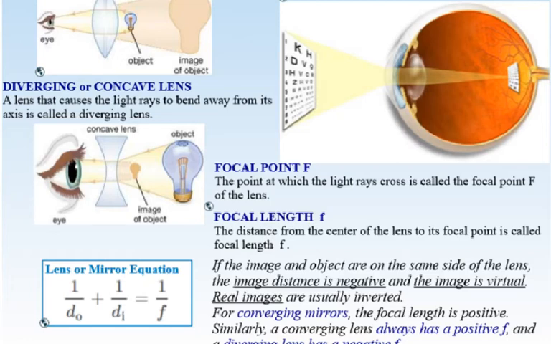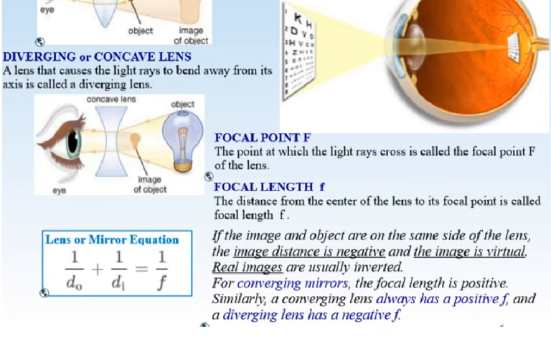The focal point is where the light rays cross, and it's called the focal length or focal point of the lens.